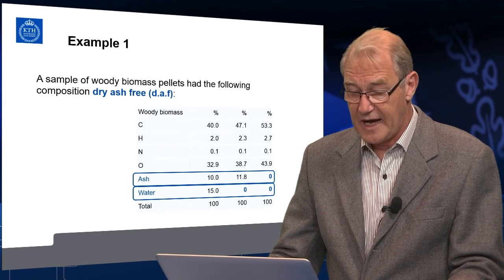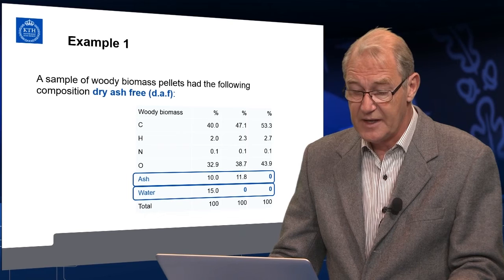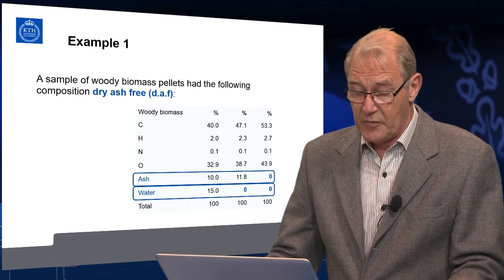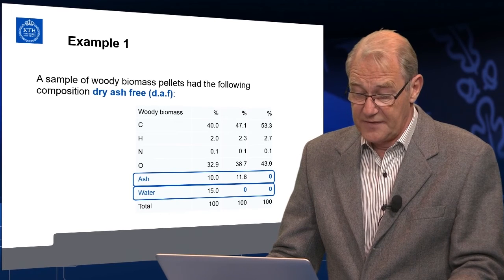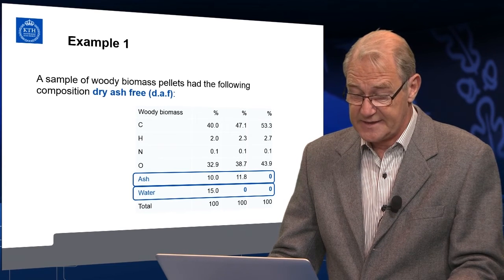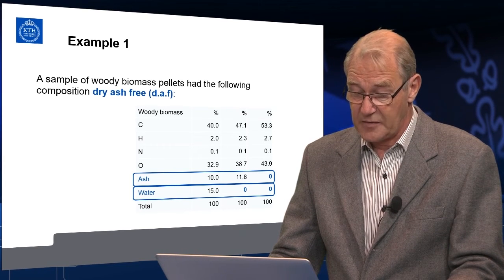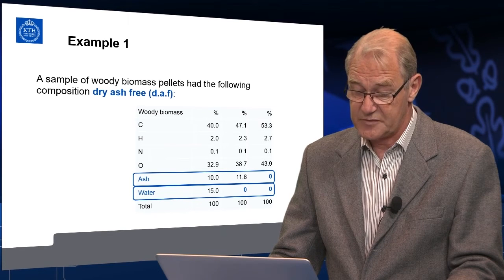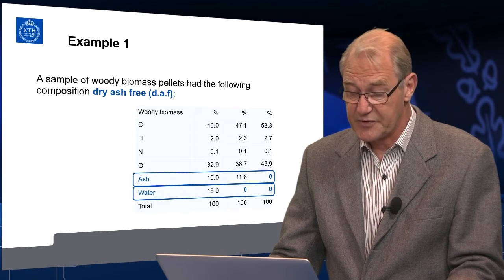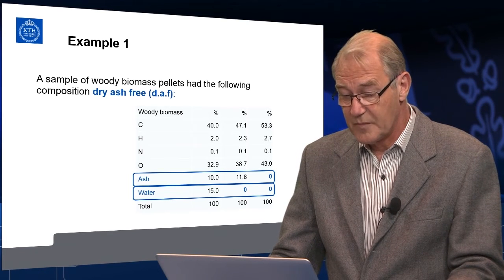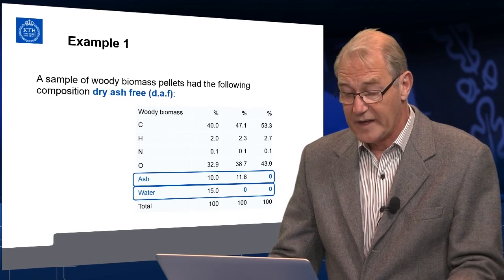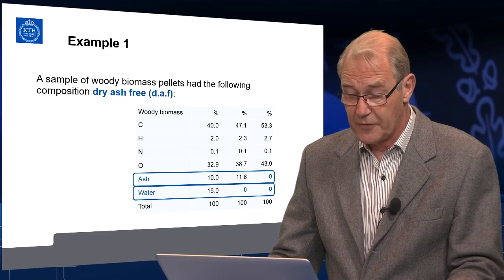And we also have dry ash-free composition, abbreviated as DAF. In this case, you can see the ash is 0, and now the carbon content has risen to 53.3%, compared to the wet sample, which was only 40%.